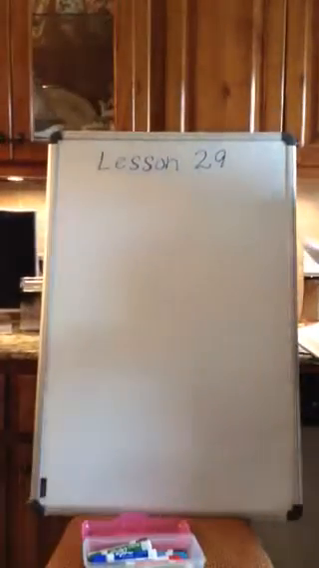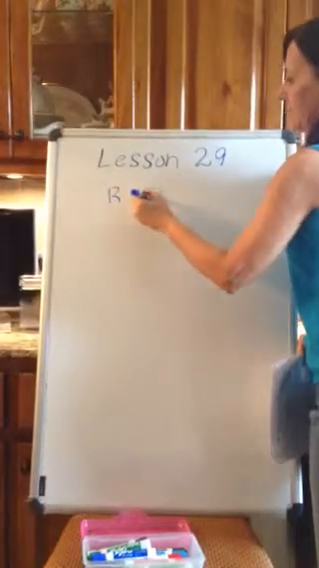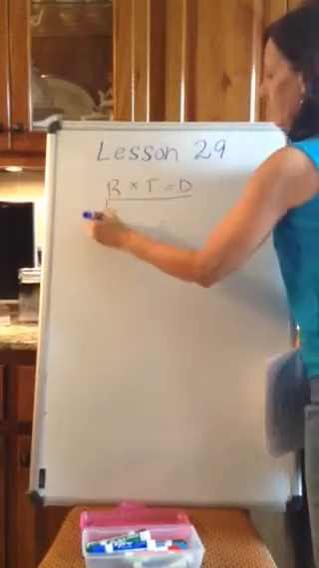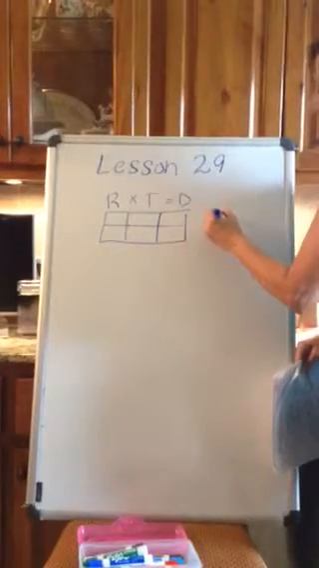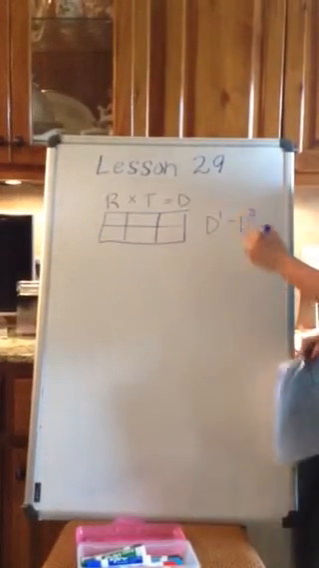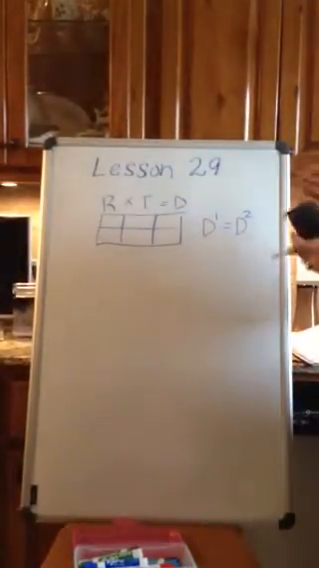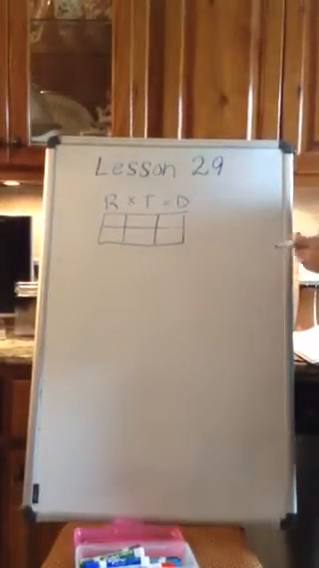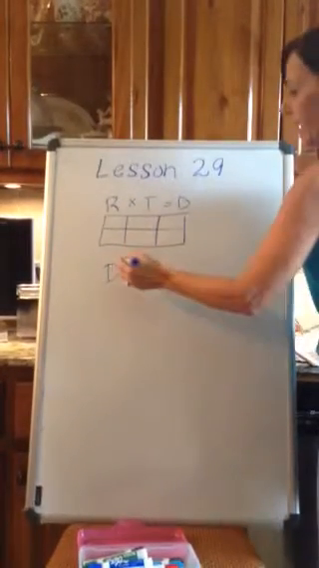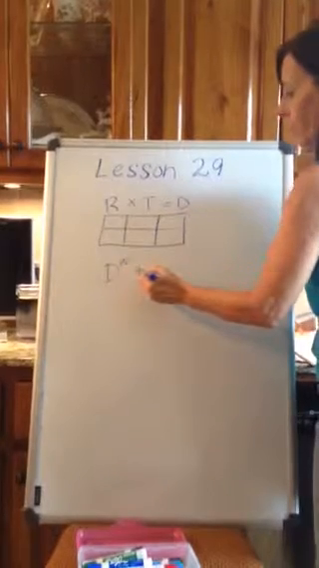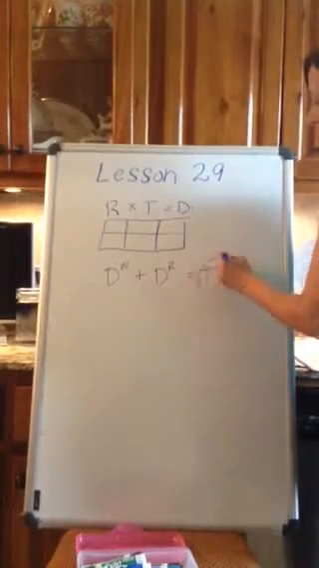This is lesson 29. We've been dealing with distance problems where we had rate times time equals distance for two people, or mostly two people, and the distance of one person equaled the distance of the other person. In lesson 29, we're now going to add two distances, such that maybe for a portion of the trip they walked, and maybe for another portion of the trip they ran, such that we now have a new total distance.